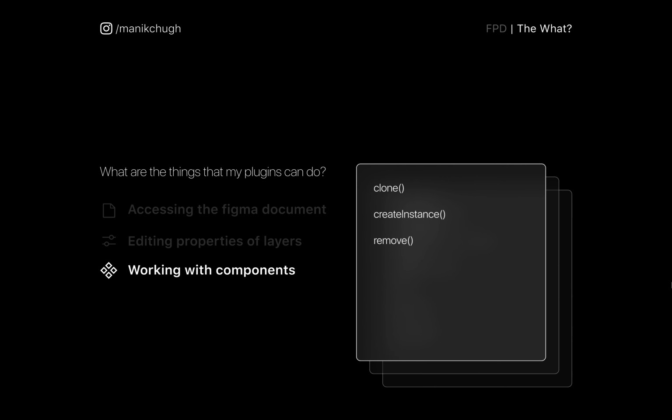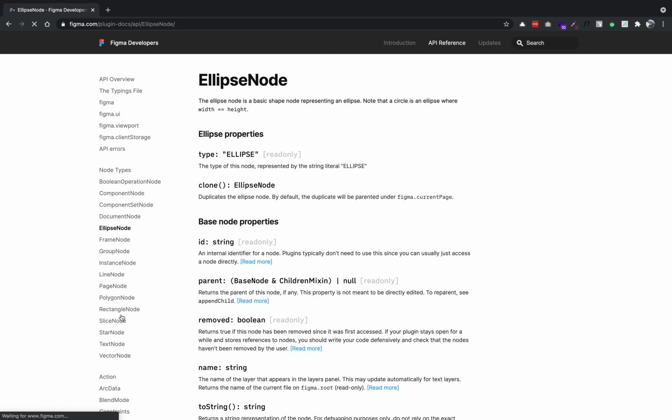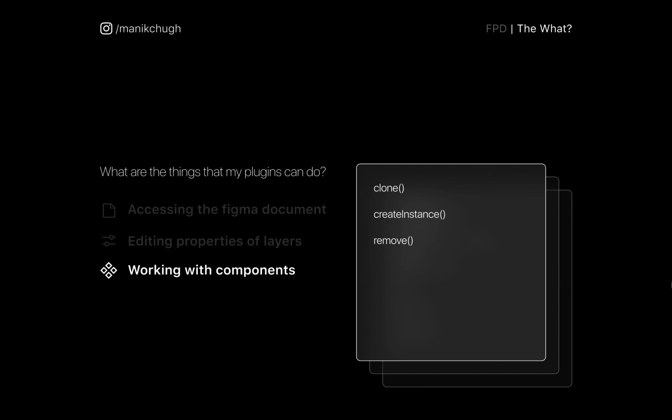I have added a link to the Figma plugin documentation which you can check out in the description below. There you can also find all the APIs which are supported by Figma plugins. For this section, I've only covered those APIs which you will be very frequently using while developing these plugins.